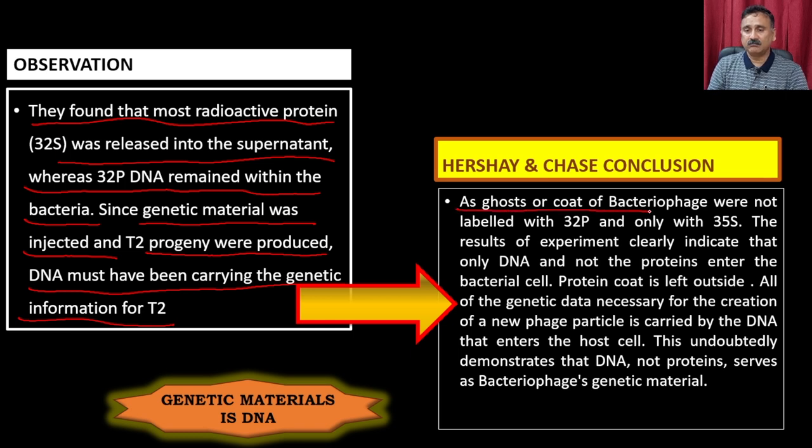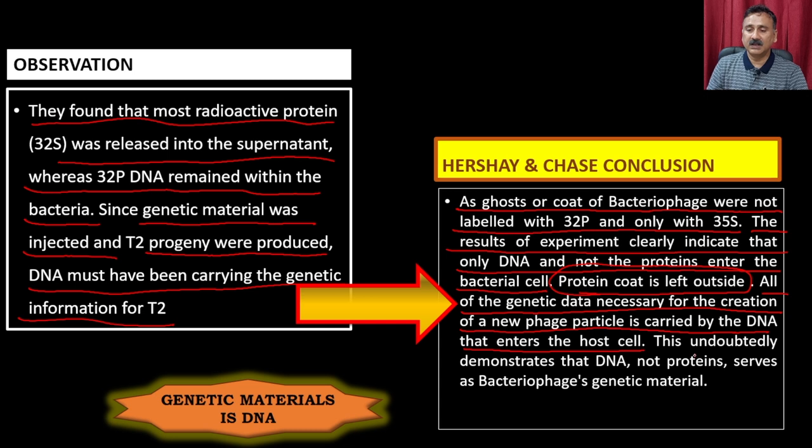As the ghost or the coat of the bacteriophage was not labeled with the 32P and only with 35S, the result of the experiment clearly indicates that only DNA and not the proteins enters the bacterial cell. The protein coat is left outside. All of the genetic data necessary for the creation of a new phage particle is carried by the DNA that entered the host cell. This undoubtedly demonstrated that the DNA, not the protein, serves as the bacteriophage genetic material. And that's how they concluded that the genetic material is DNA, not the protein.